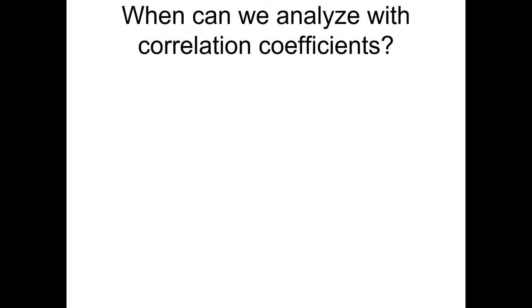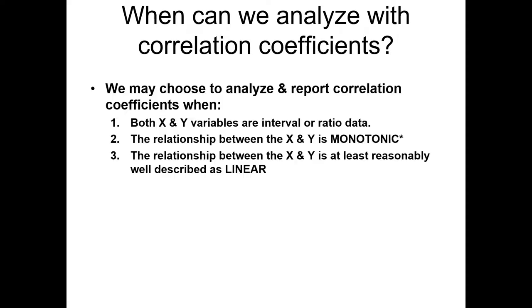First of all, when can we analyze with correlation coefficients? Well, there's a few prereqs. Both the X and Y variables are either interval or ratio level data. The relationship between the X and Y is monotonic. We'll talk about that shortly. And the relationship between the X and Y is at least reasonably well described as a linear relationship.